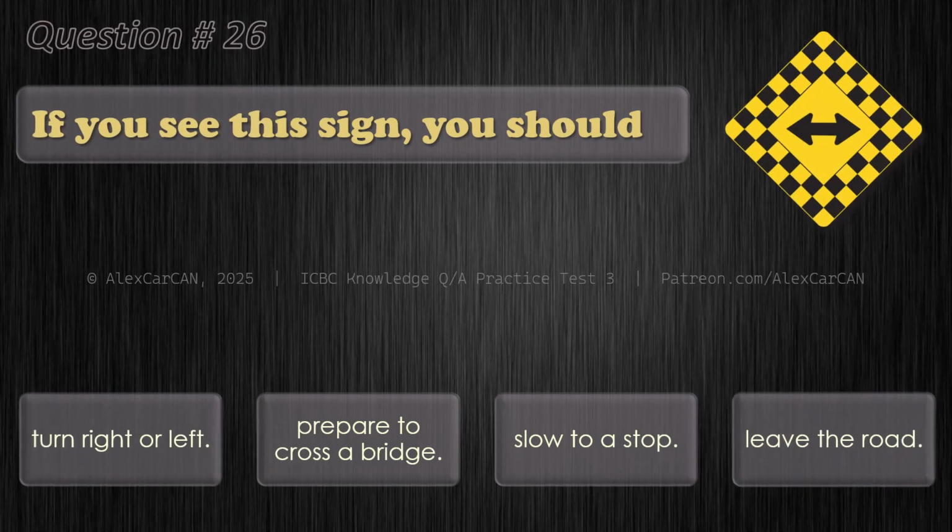Question number 26. If you see this sign, you should: turn right or left, prepare to cross a bridge, slow to a stop, leave the road. The correct answer is turn right or left.